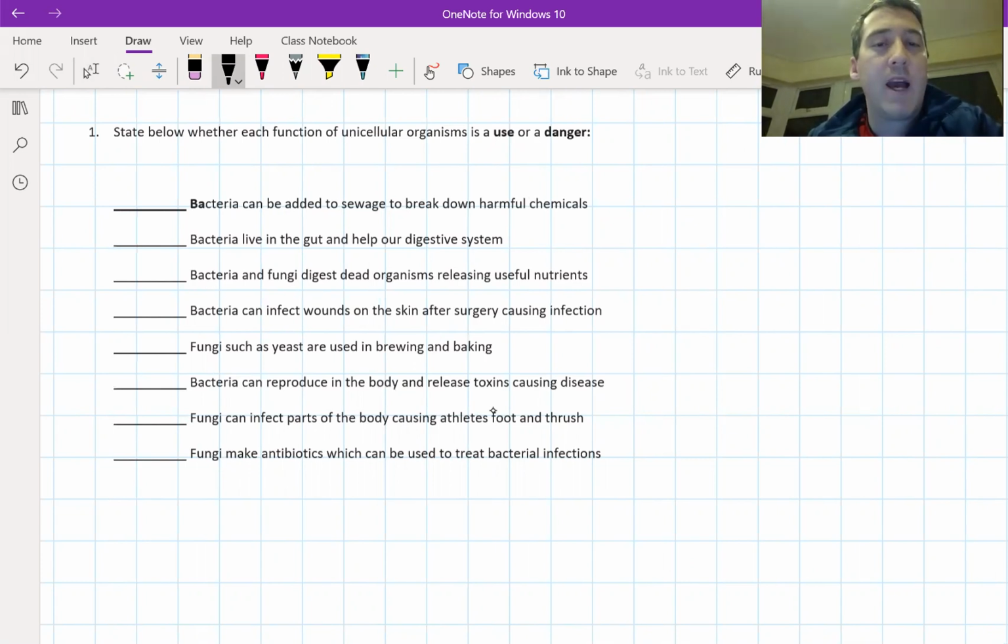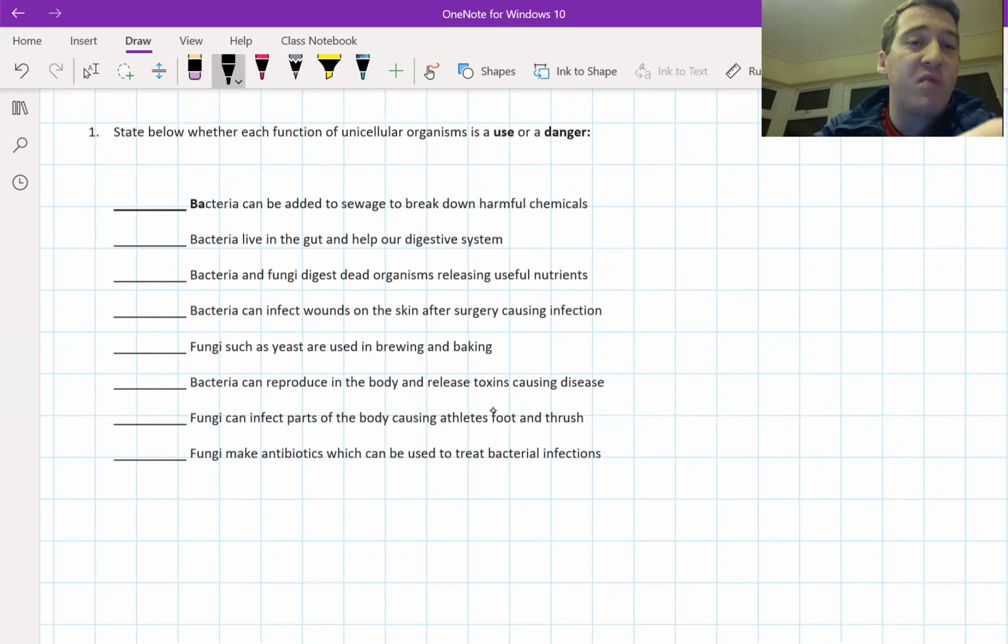Well, bacteria can be added to sewage to break down harmful chemicals. So this is a way of taking our sewage that leaves our homes with human waste in it and breaking it down and getting rid of harmful chemicals so that we could send the water back to the lake. Now, if we don't break down harmful chemicals and we put the water back into a lake, we're going to cause environmental damage. We're going to kill fish, kill plants, that kind of thing. So is this a use or a danger?